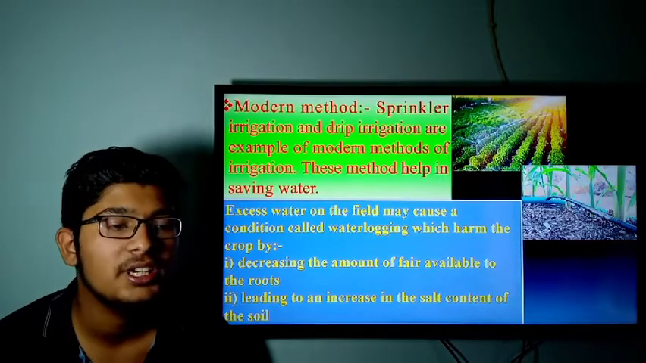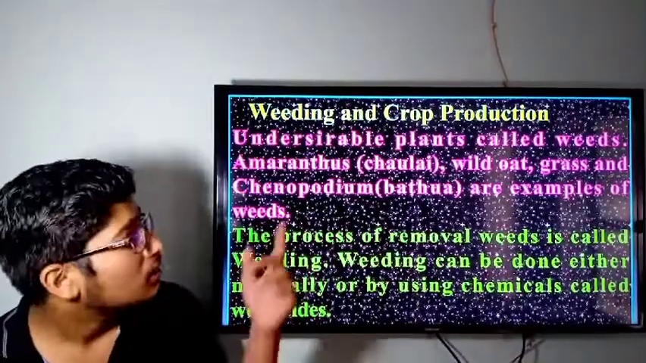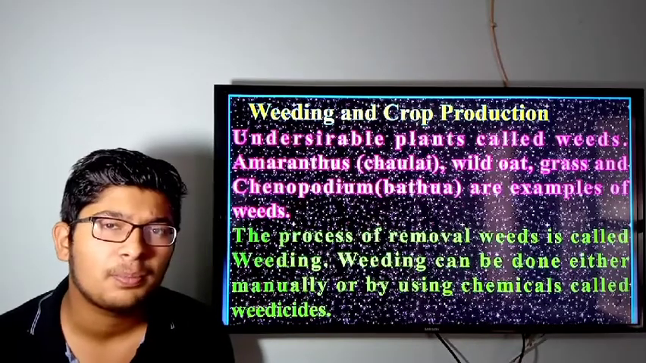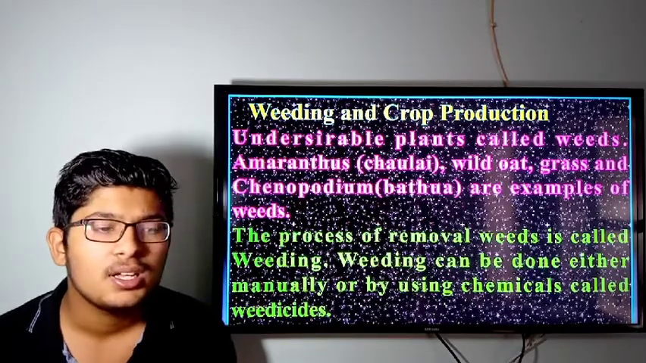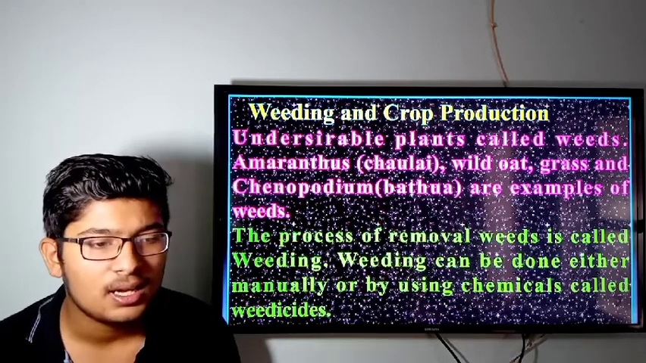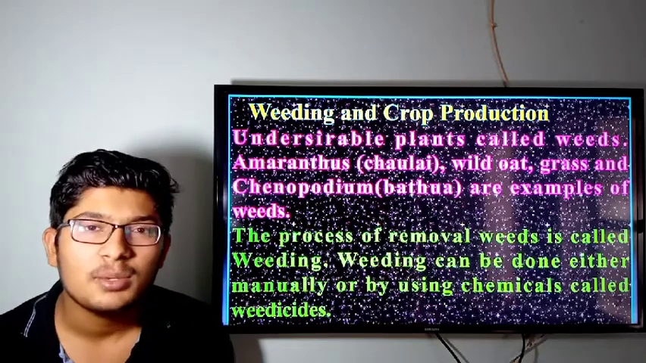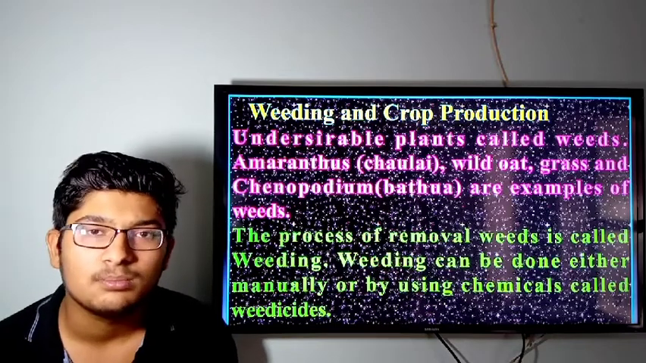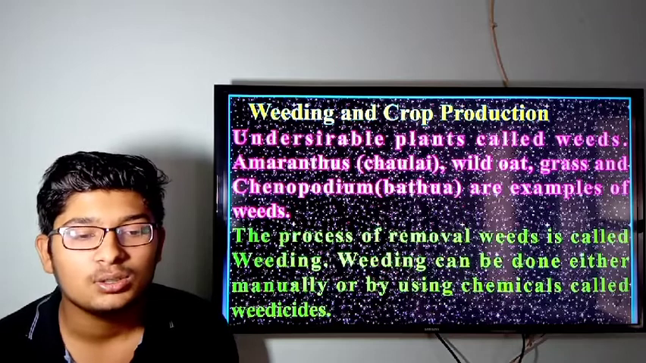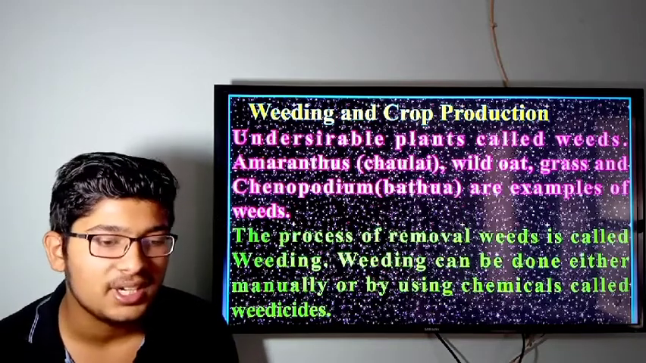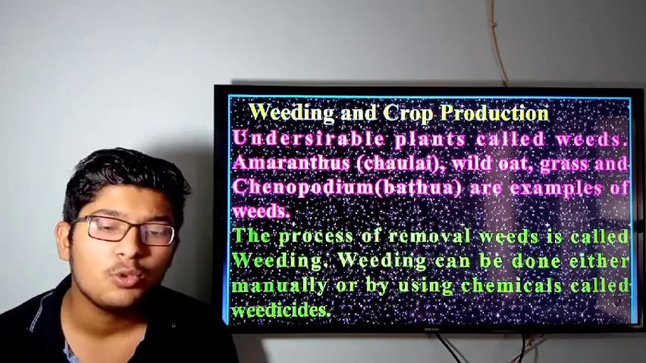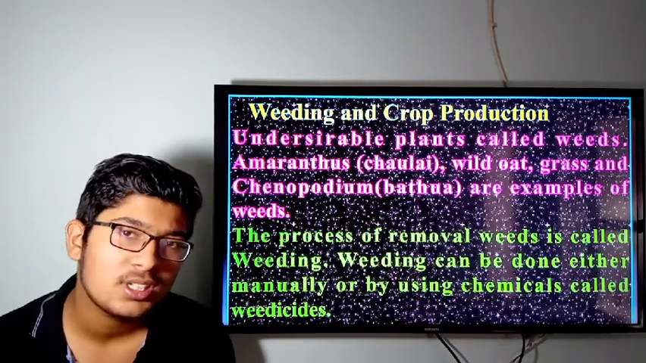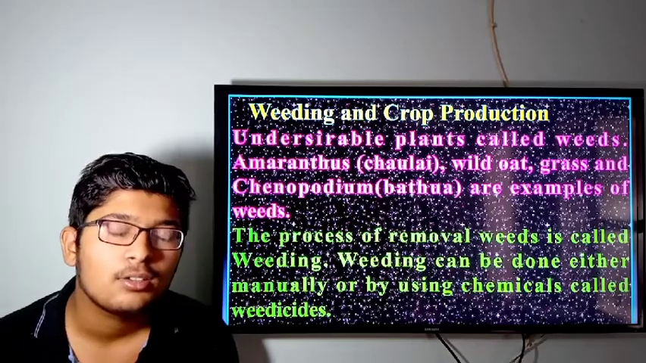Now we will proceed with the next topic, weeding and crop protection. Undesirable plants which grow in the field are known as weeds, and some examples of weeds are amaranthus, which we also call chaulai, wild oat grass, and chenopodium, bathua in Hindi. So these are the examples of weeds. The removal of these weeds is known as weeding.